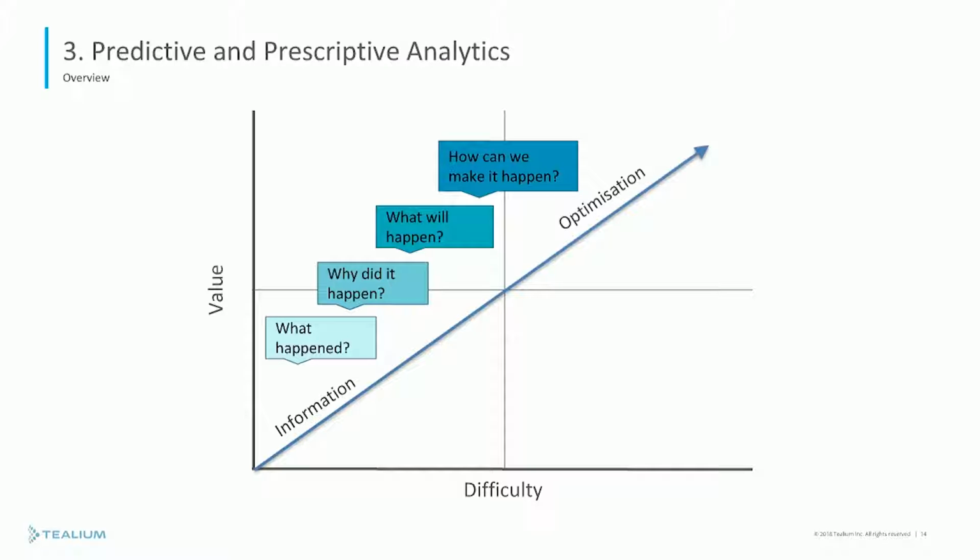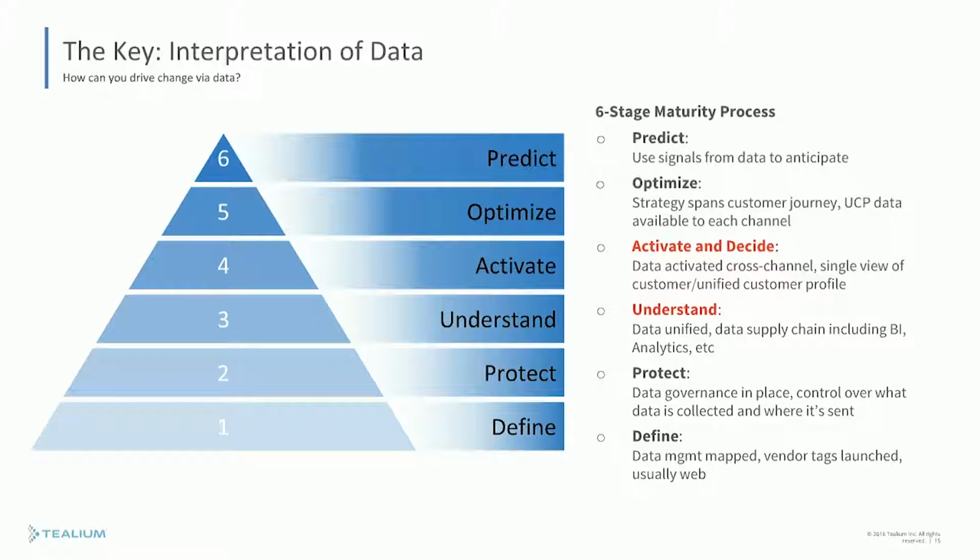So the step from what happened to how can we make it happen, so meaning what do we have to do to be successful, is the step towards optimization. And this is not an easy step, obviously. What you can see here now, the key is the interpretation of data. And this is crucial for me, because if you look at the steps from number 1 to number 6, from the definition of data to the prediction of actions, you need people and experts in this cycle.